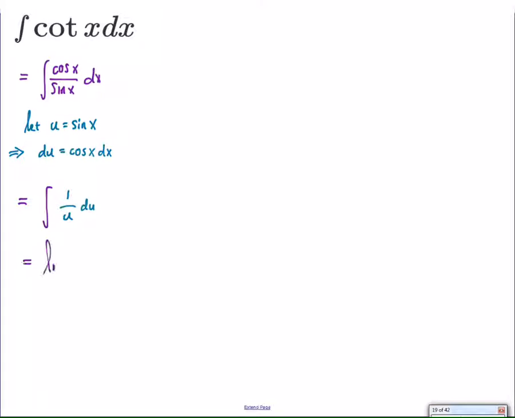Now we just integrate 1 over u du, which is the natural log of u plus c, and then all we have to do is put our u value back. So we get the natural log of the absolute value of the sine of x plus c.